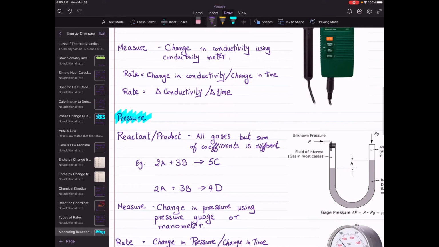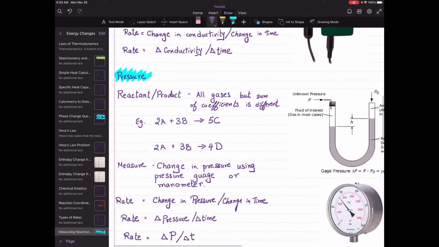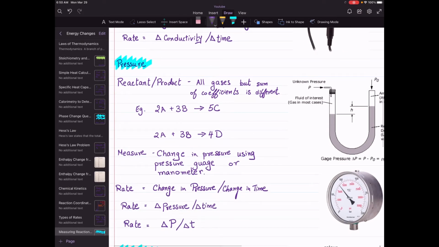Next we have pressure. This technique can be used again if your reactants and products are all gases. But there is a restriction here. If you have reactants and products that are both gases, you could use pressure as long as the sum of the coefficients of the reactants is not equal to the sum of the coefficients of the products. I have an example at the bottom for you.